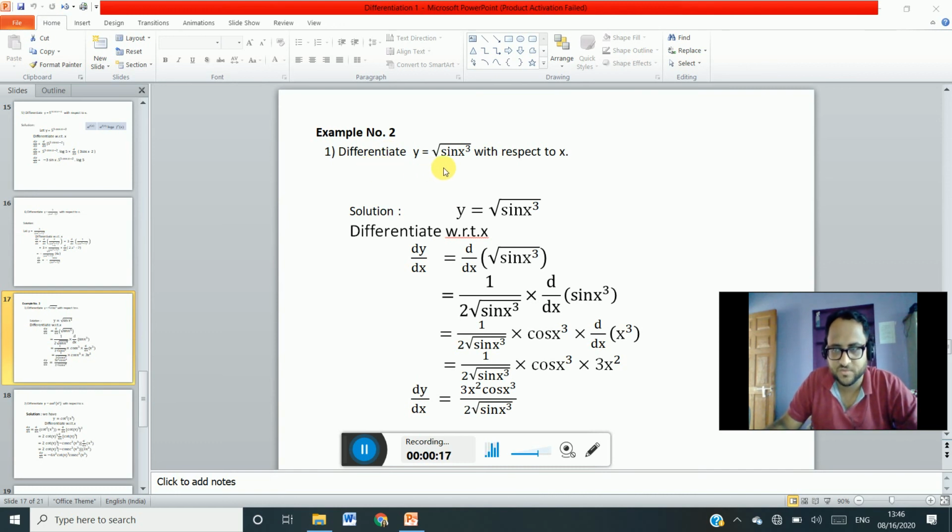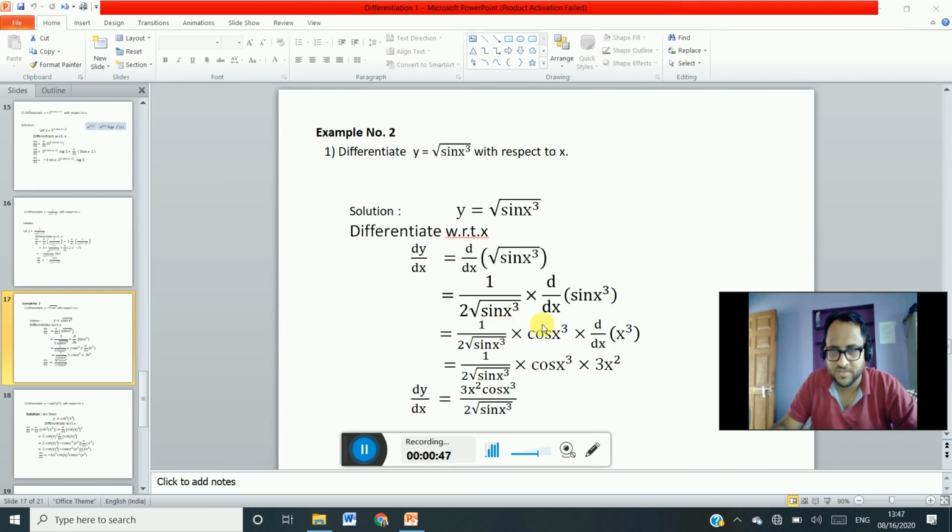Differentiate y is equal to square root of sin x cube with respect to x. So the given function is square root of sin x cube. We differentiate directly by using the formula of derivative of root x, that is 1 upon 2 root x. So here we are given root sin x cube, so the derivative is 1 upon 2 root sin x cube into derivative of sin x cube.